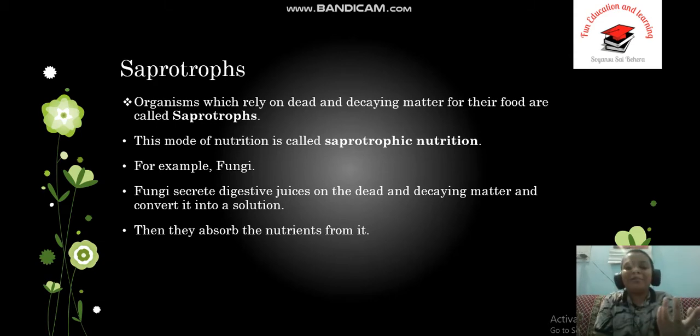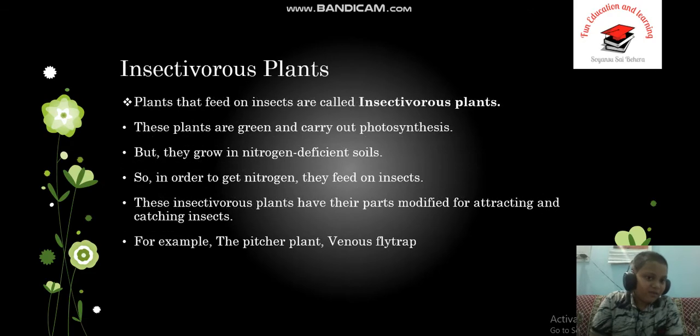Like mushroom is a fungus that grows on dead and decaying matter. It secretes a digestive juice on the decaying matter and converts it into a solution that can be usable for the fungus or mushroom.